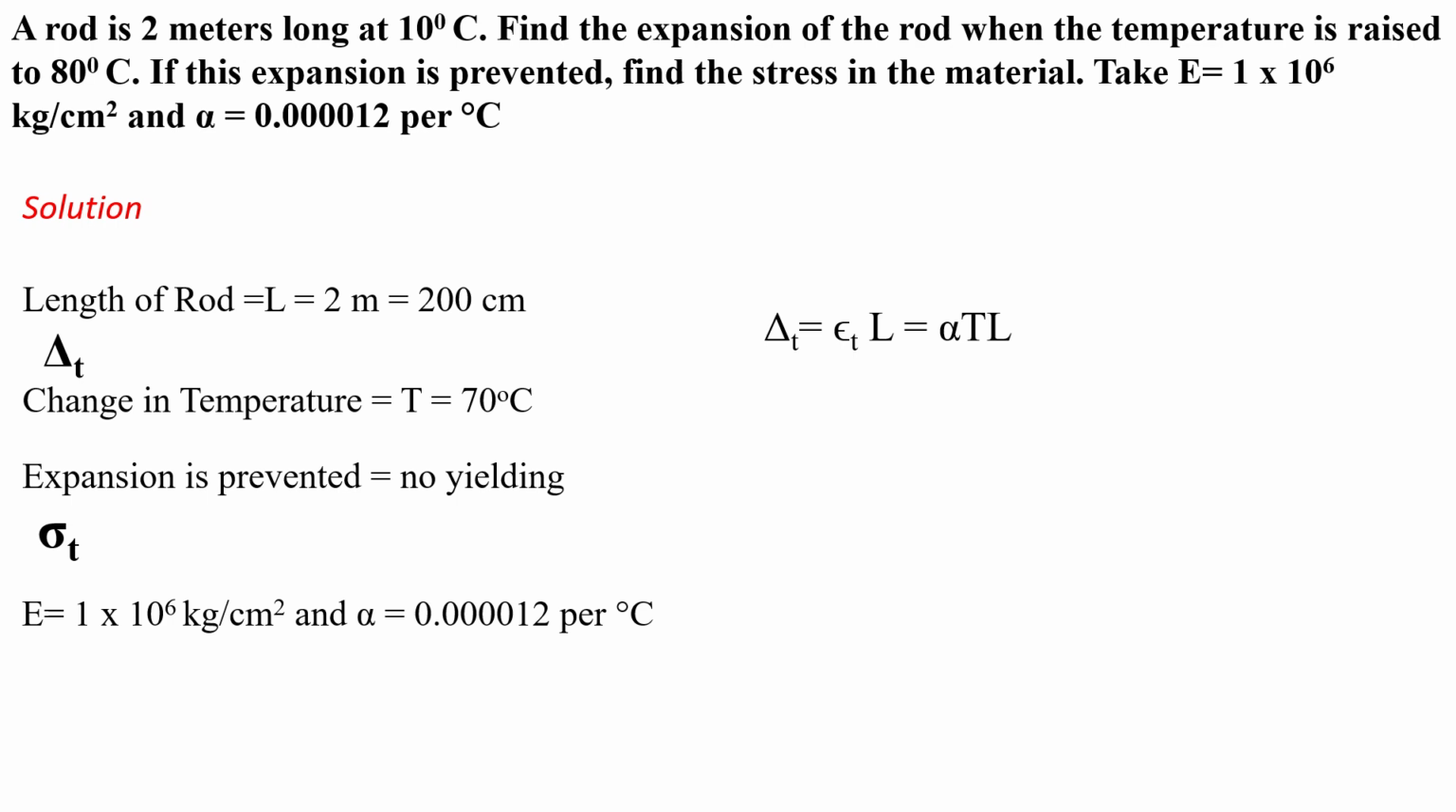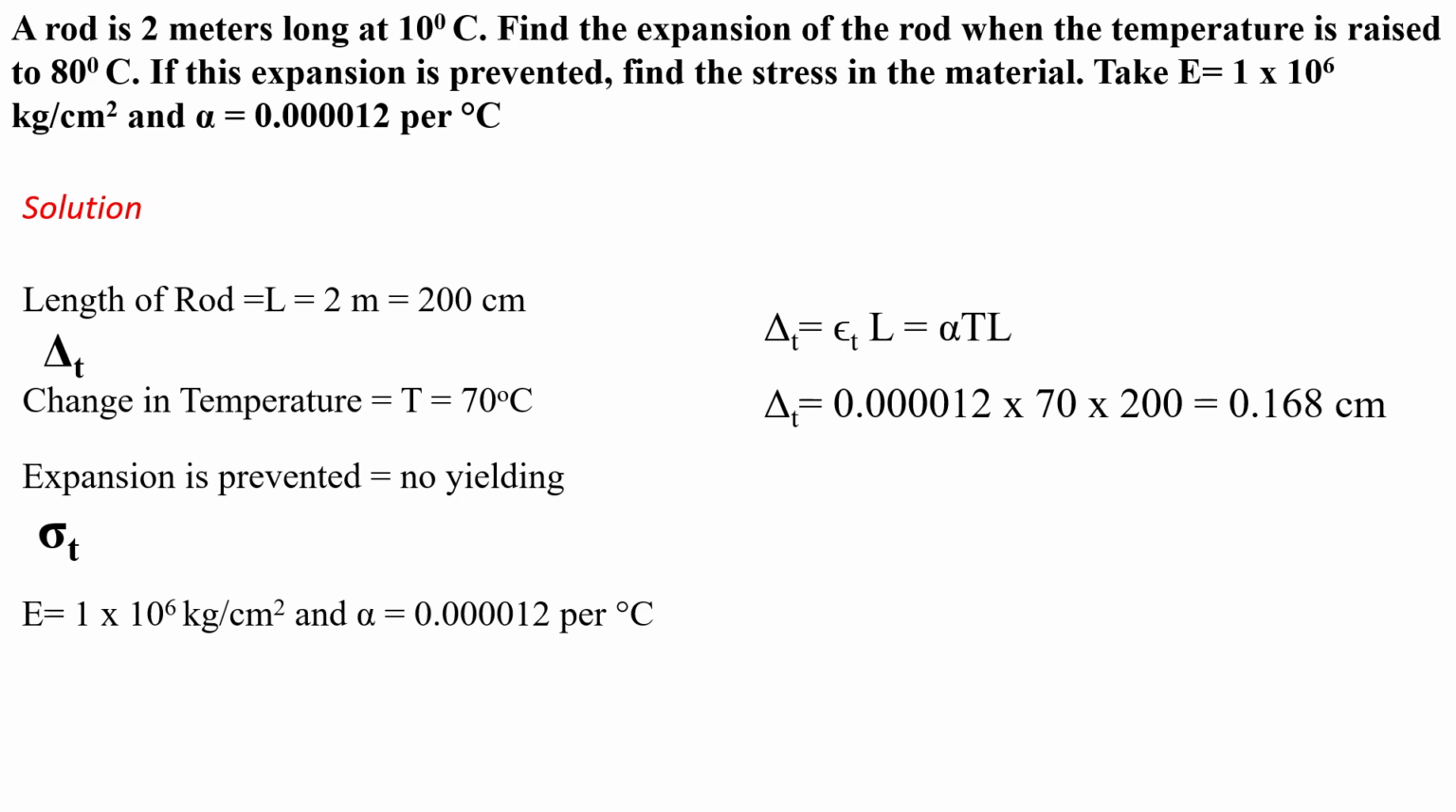We know the formula for the deformation of the bar due to the change in temperature, that is delta equals alpha T L. Here the alpha value, T value and L value are given. Substituting, alpha T L becomes 0.000012 into 70 into 200, which is 0.168 centimeter.